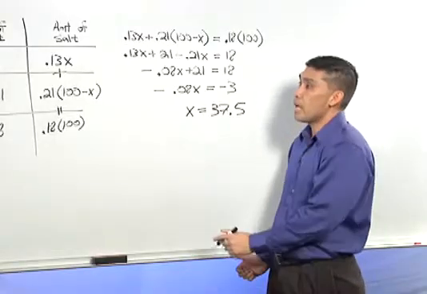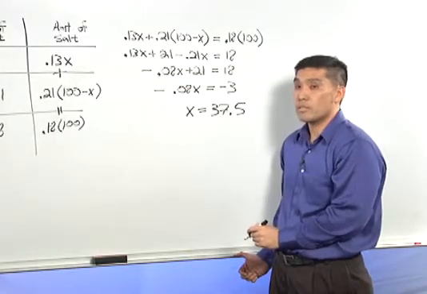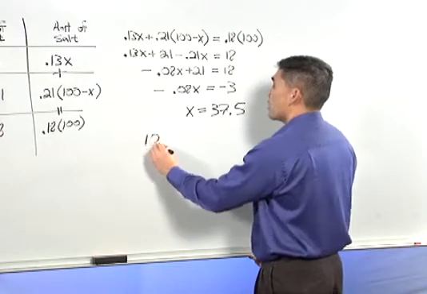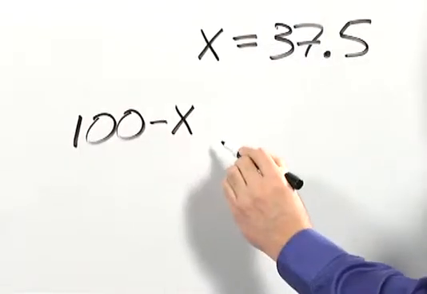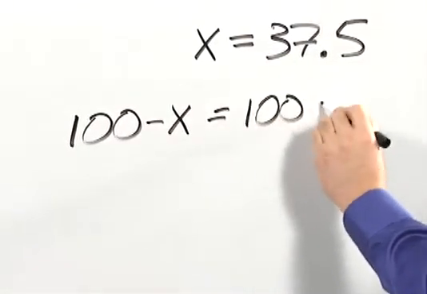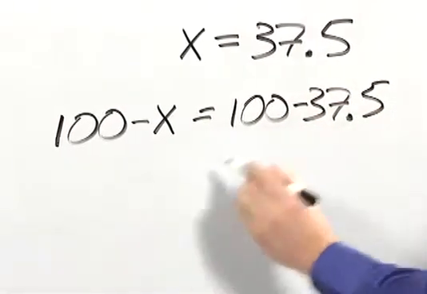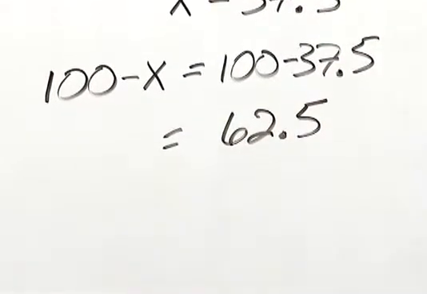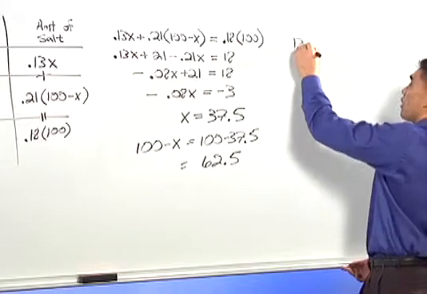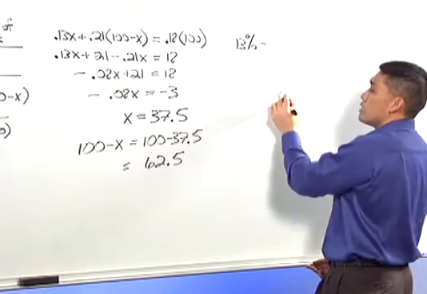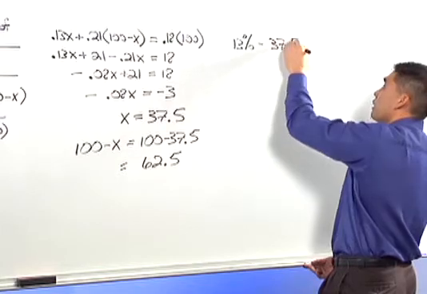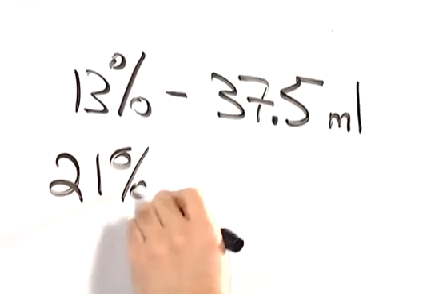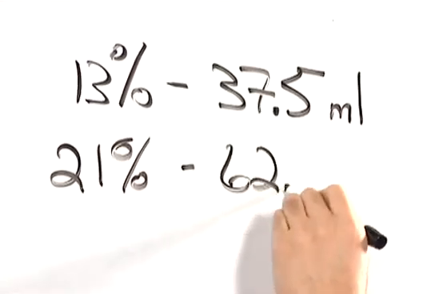X represents the amount of solution that came from the 13% solution. Let's find out how much came from the 21% solution. That was given by the formula 100 minus x. So in this case, 100 minus 37.5 equals 62.5. So in the 13% solution, you needed to use 37.5 milliliters, while the 21% salt solution, you needed to use 62.5 milliliters.